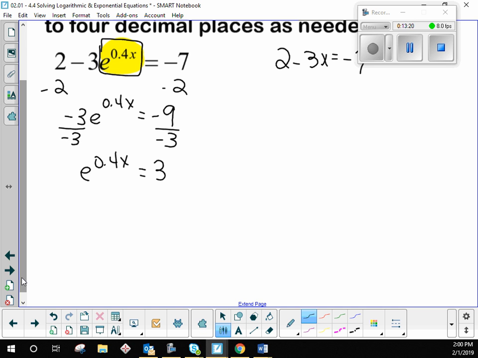So this is where I've isolated the exponential term. Okay, there's nothing else being added or subtracted. There's nothing else being multiplied or divided. The x is stuck up there in the power. I need to get it down like in the normal level of the equation on the ground, right? Not up in the air in the power. So I do the inverse of exponential, which is what? Log. So that means I need to lasso. So I have log base e of 3 equals 0.4x.